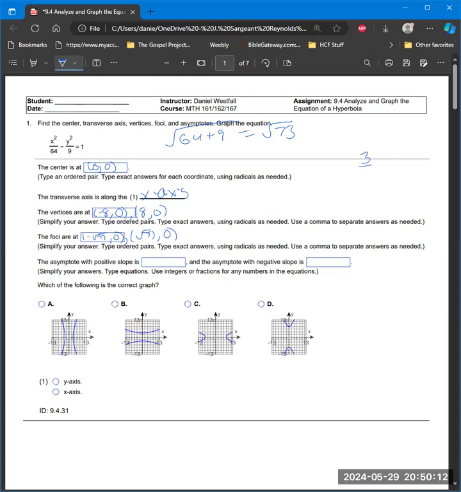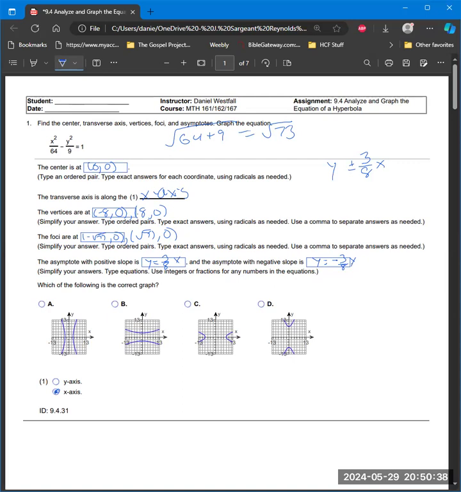My slope is going to come from the square root of the part that's under y, which is 3, over the square root of the part under x, which is 8, and it's going to be plus or minus that times x. So we're going to have y equals the positive slope 3/8 x, and y equals -3/8 x, and this was the x-axis here.